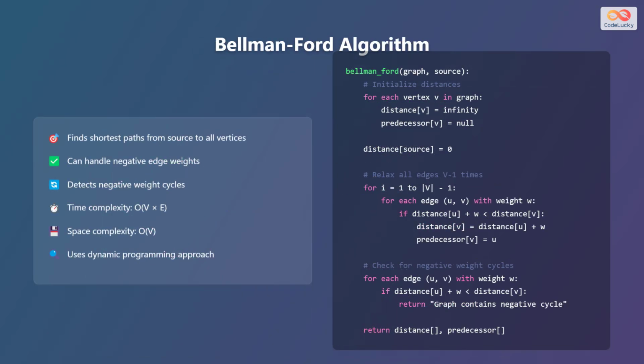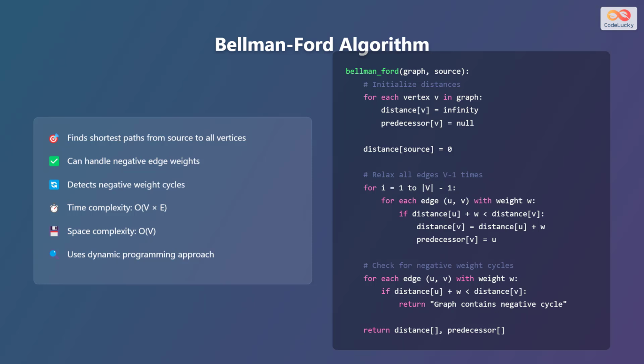Now let's explore the Bellman-Ford algorithm. Unlike Dijkstra's algorithm, Bellman-Ford can handle negative edge weights, making it more versatile. It can also detect negative weight cycles, which are cycles where the sum of the edge weights is negative, leading to infinitely decreasing path lengths. The time complexity of Bellman-Ford is O(V times E), where V is the number of vertices and E is the number of edges. The space complexity is O(V).